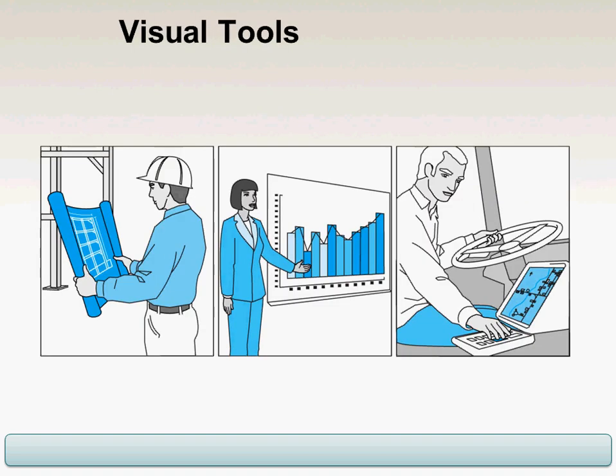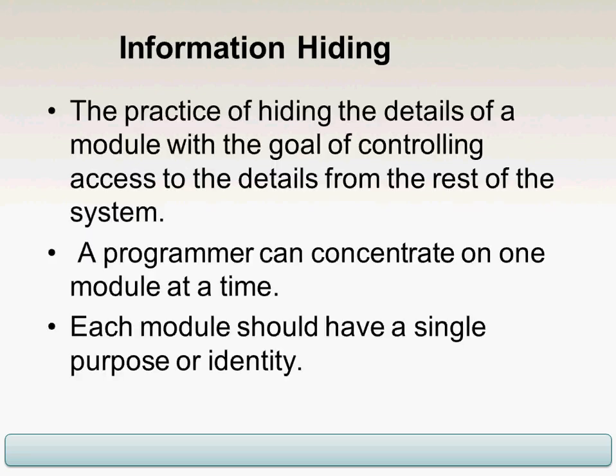All right, visual tools, I don't know what that was about. We talked about information hiding, creating an abstract data type. We want to hide the details of what's going on inside of a module with the goal of controlling access to the details from the rest of the system. And the reason we do that is because we want to be able to replace the implementation inside the module without affecting the rest of the program.